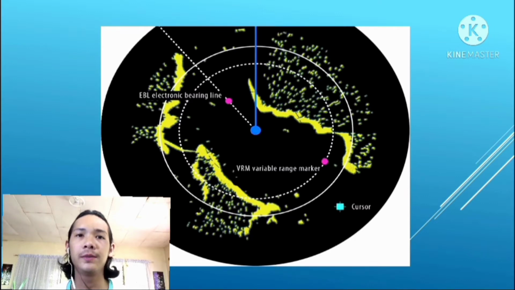In this picture, it illustrates the actual radar on the ship. It is set on night vision, or night mode. This blue line pointing north is the actual heading of our ship, and this diagonal broken line represents the EBL, or the electronic bearing line.